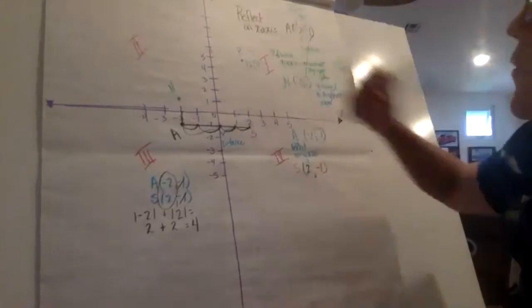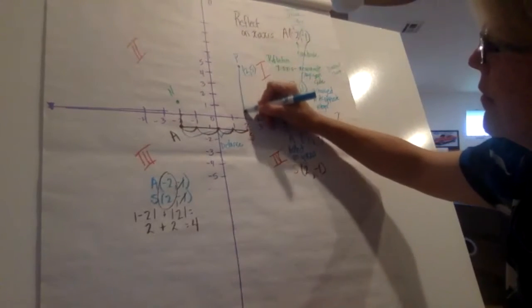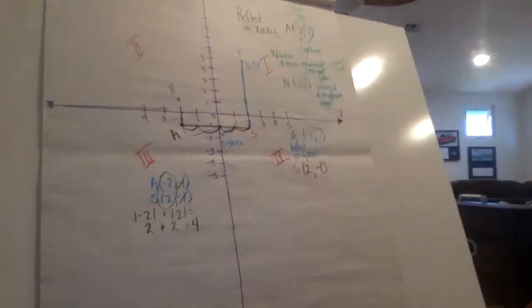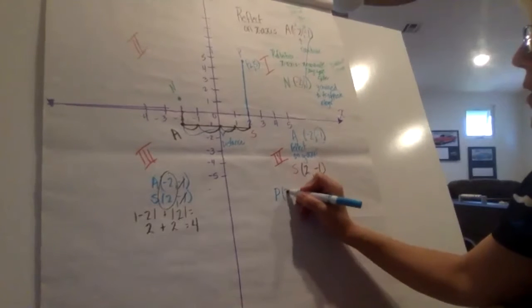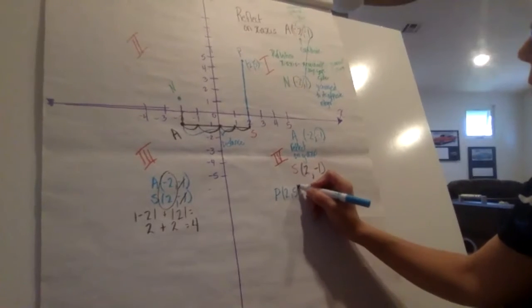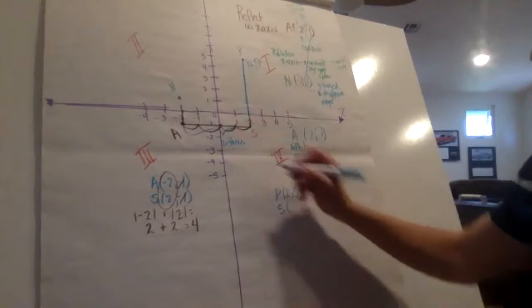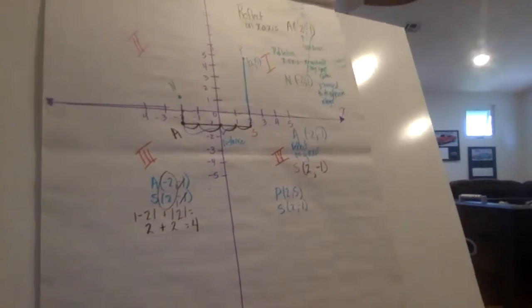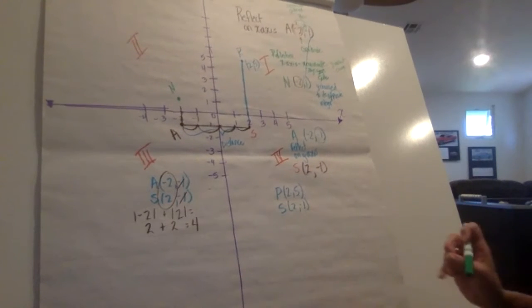All right, so from 2 and 5, I want to know what the distance is. Let's do a vertical one. I'm going to do the distance between point P and point S. So point P has the coordinates of 2 and 5. Point S has the coordinates of 2 and -1. Which coordinate is the same?